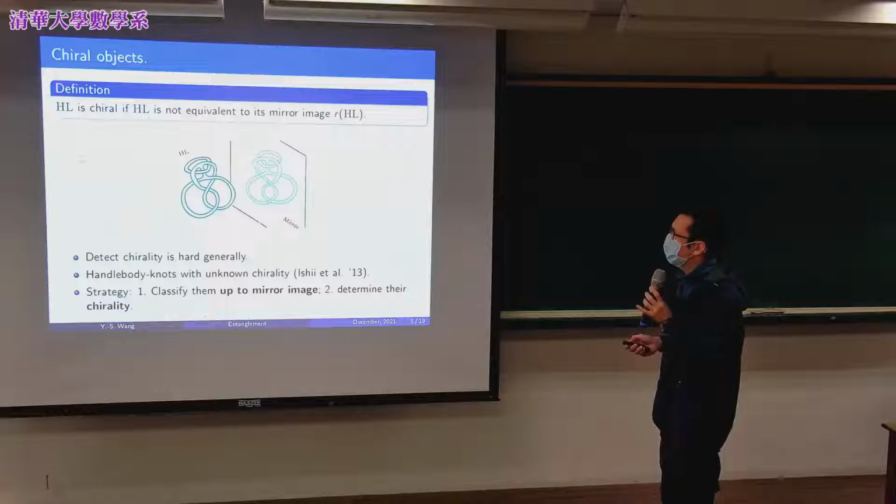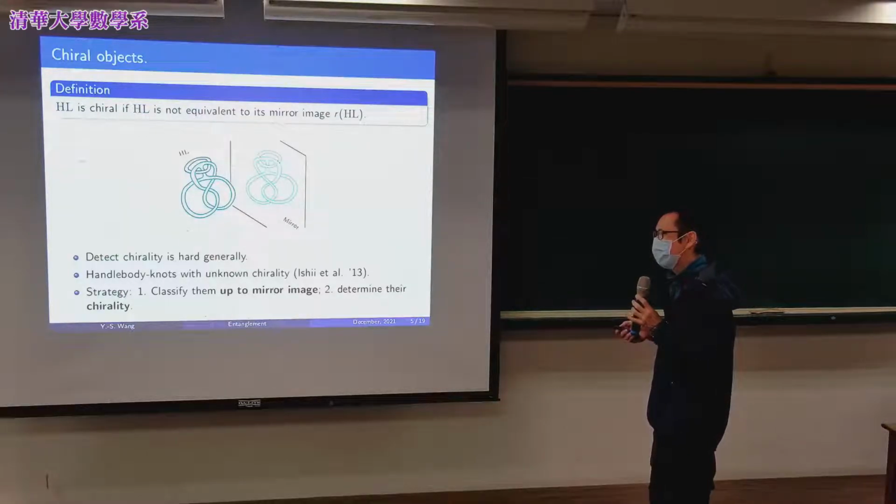I wouldn't say it's really easier, but there are more invariants available. So for classical knots, there are invariants like the Jones polynomial, the Kauffman polynomial, and other topological invariants that can help us to distinguish different knots. But for handle-body knots, there are fewer invariants, and sometimes they are very difficult to compute.